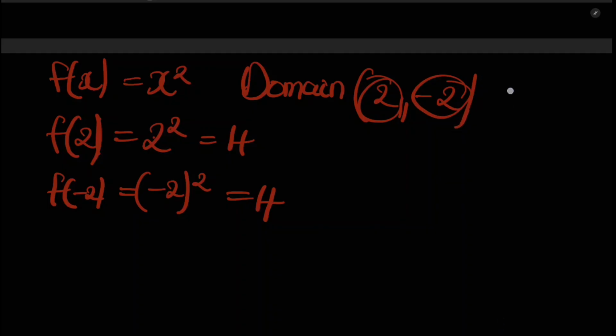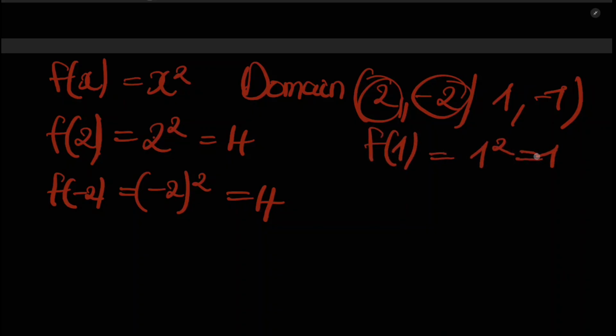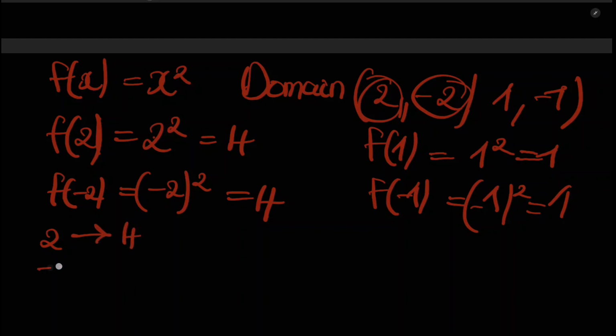You can even add 1 and minus 1. If you have f of 1, it's going to give you 1 squared, which is 1. And if we have f of minus 1, it's going to give you minus 1 squared, which is still 1. So in this case, we see that 2 maps to 4 and minus 2 also maps to 4, and this is not a one-to-one function. This is not a one-to-one relation because they do not have a unique output. Each input has the same output.